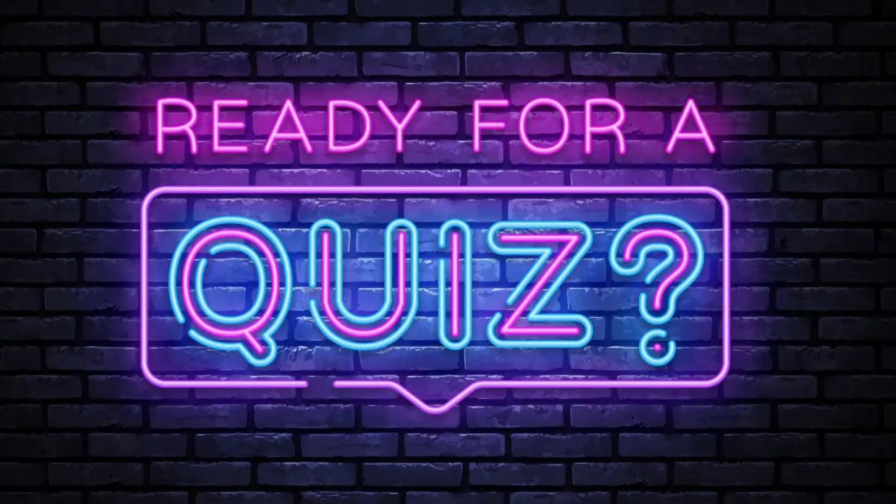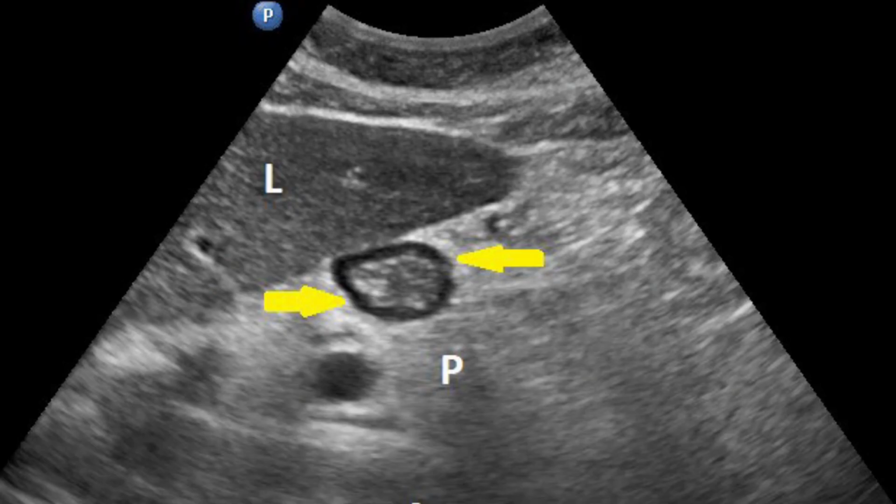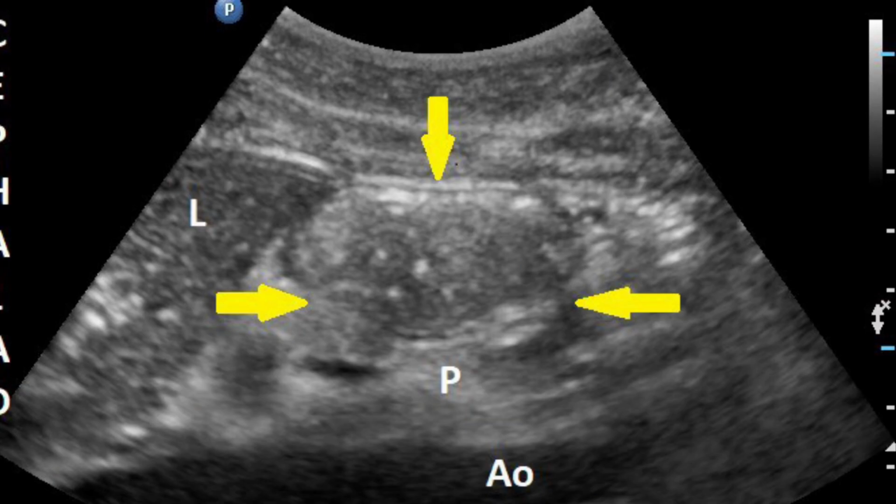Okay, you ready for a quiz? Yes. Okay, let's do this. What's that? That one looks like starry night, so it would be clears. Okay, very good. What's this one? That one is empty because it looks like a target. Excellent. And lastly? That is solids. It looks like frosted glass. You got it.